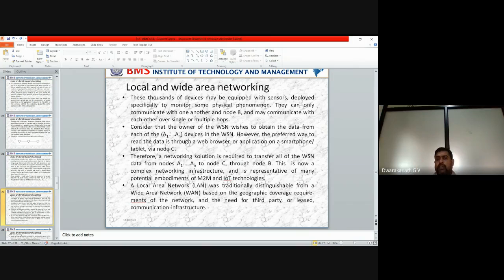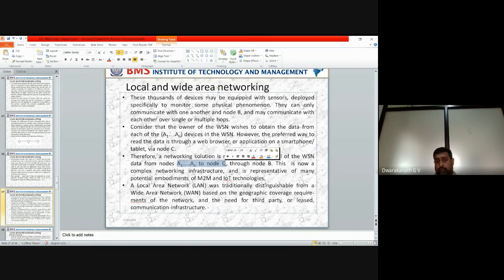Therefore, a networking solution is required to transfer all the WSN data from nodes A1 to AN to node C. Underline this. Think in a big way. It's not a small one. A1 to AN, N is not told. It's a variable in here.